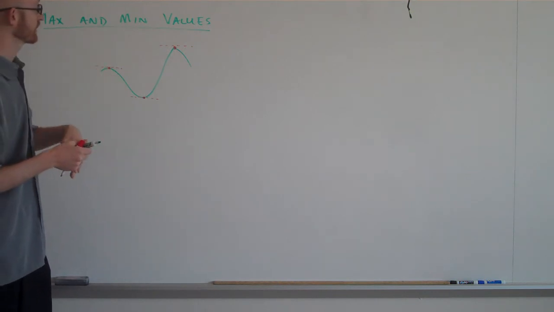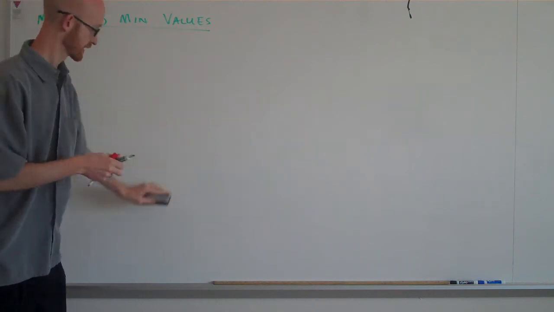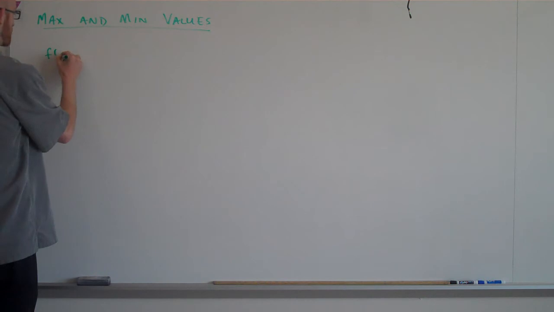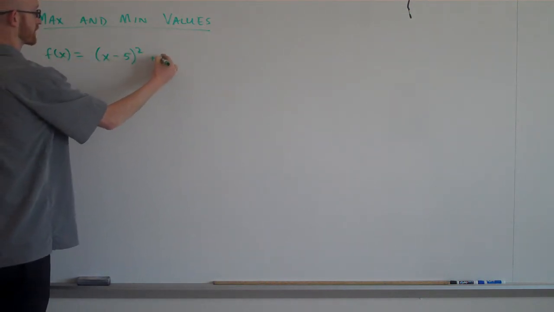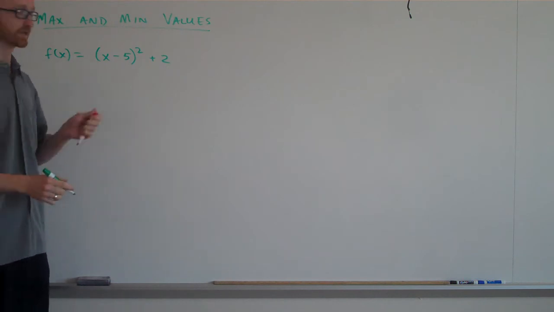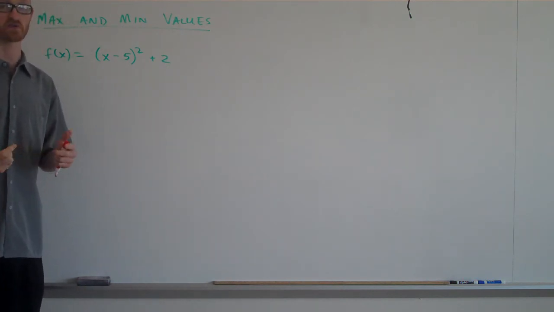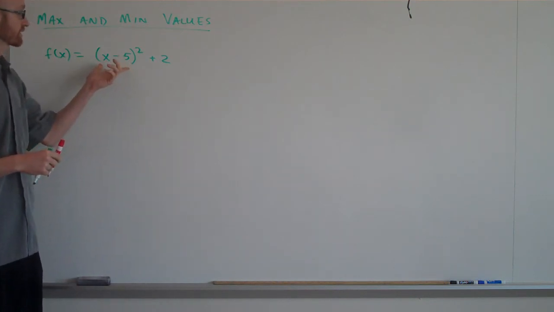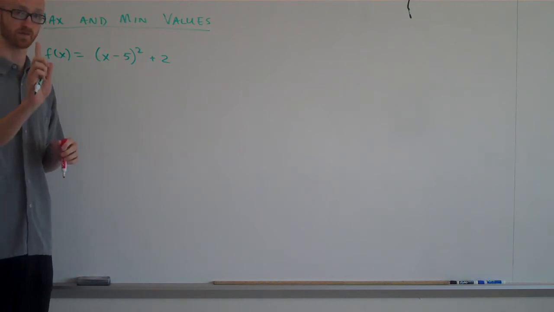What we're going to do is, let's just do an example, a really simple example like the function (x minus 5) squared plus 2. Hopefully you know exactly what this function looks like. Its parent function is y equals x squared, a parabola, right? A quadratic function. This one particularly is shifted over 5 to the right and up 2.